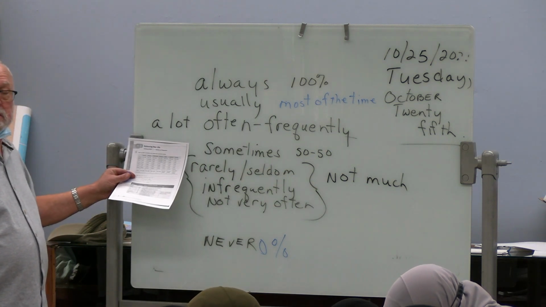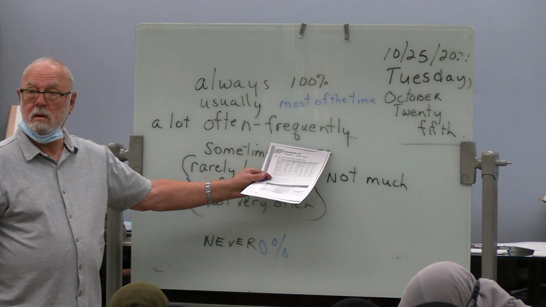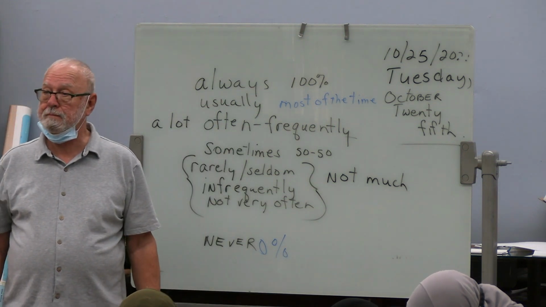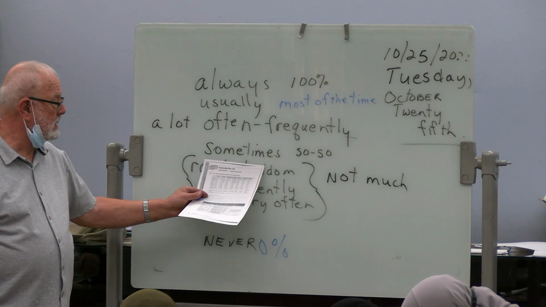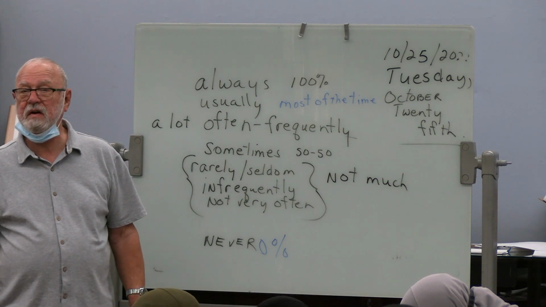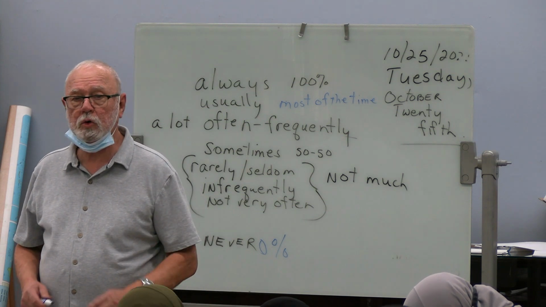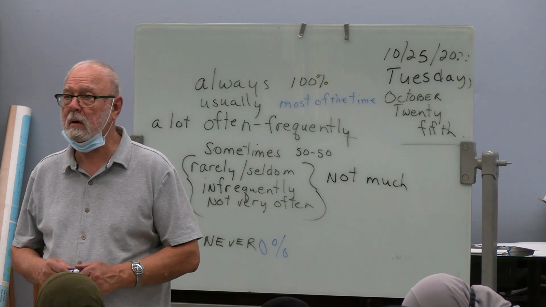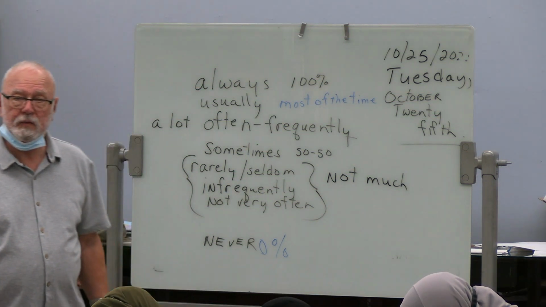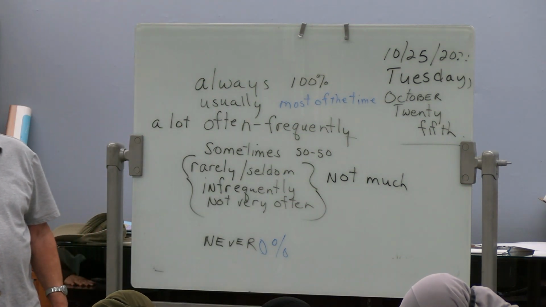Often means a lot, a lot of the time. Frequently, often, a lot. Sometimes, 50-50. So if someone says, do you like to go for a walk? To go outside and just go for a walk. If you say, I always go for a walk, that means every day.